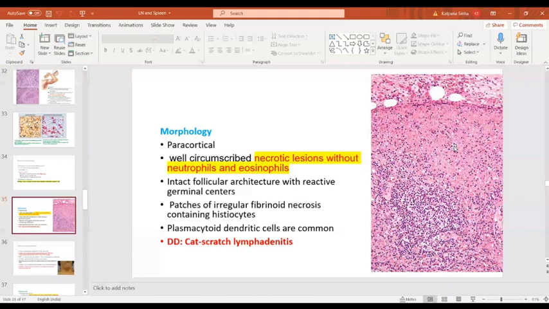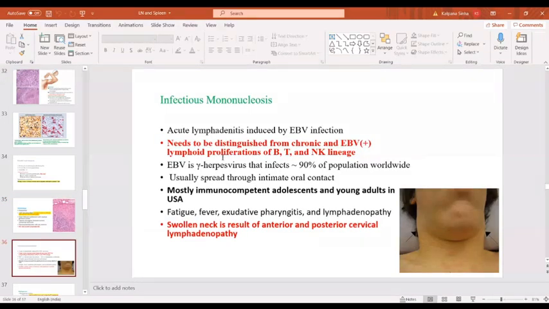Now coming to infectious mononucleosis, it is an acute lymphadenitis caused by Epstein-Barr virus, which is a gamma herpesvirus, and it infects approximately 90% of the population worldwide. The mode of spread is oral contact, and it mostly affects immunocompetent adolescents and young adults in the USA.